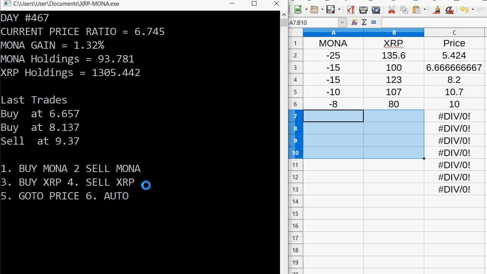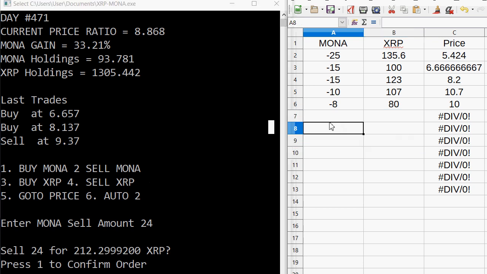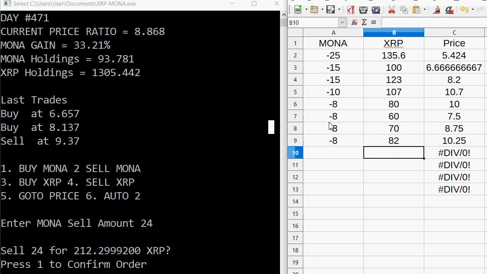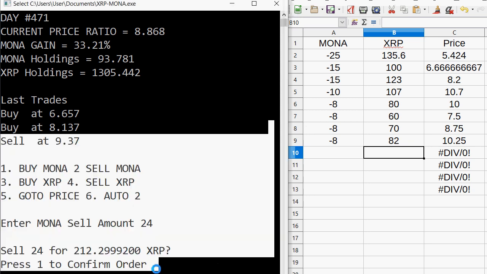Okay, so next one is a 33% gain for Mona. So let's go ahead and maybe sell the same thing again. Let's do 3 -8s. And let's go 60 plus 70. That's 130. That would leave 82. Yep.